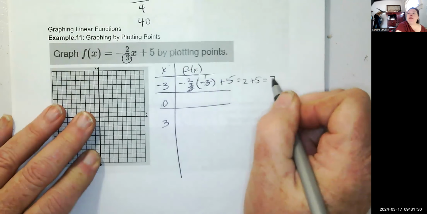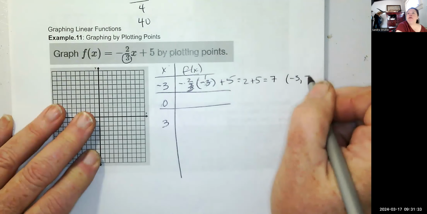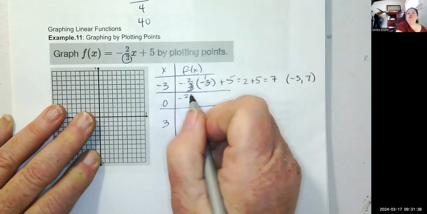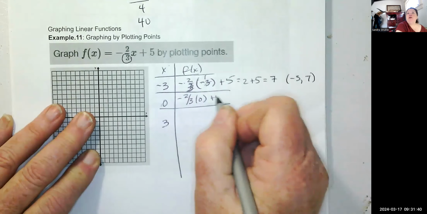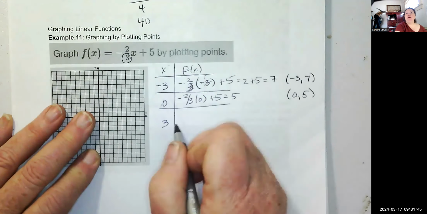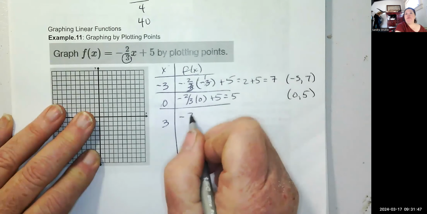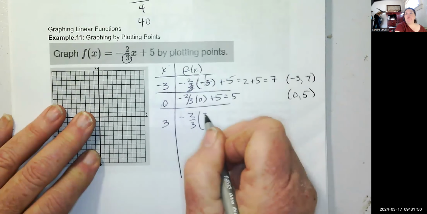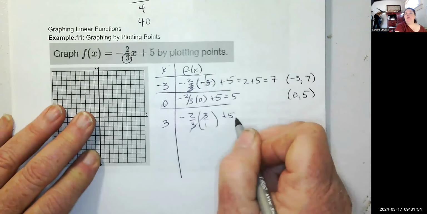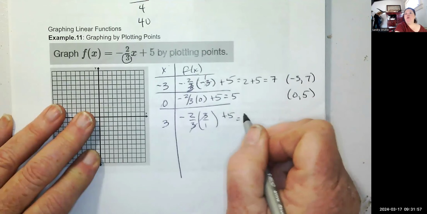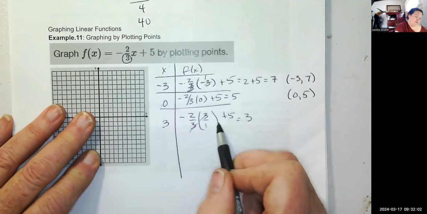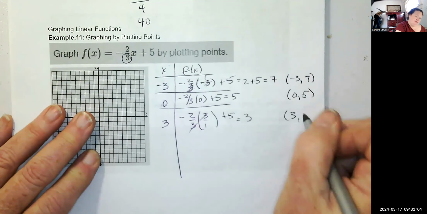So our first one is -3, 7. Plugging in 0, I just get 5. Negative 2/3 times 0 plus 5 is 5, so the next ordered pair is 0, 5. That's my y-intercept. And then plugging in 3, negative 2/3 times 3 plus 5. Remember, this 3 is over 1, so these cancel out. It's negative 2 plus 5, which is 3. So that one is 3, 3.